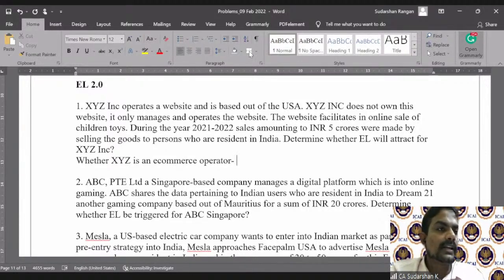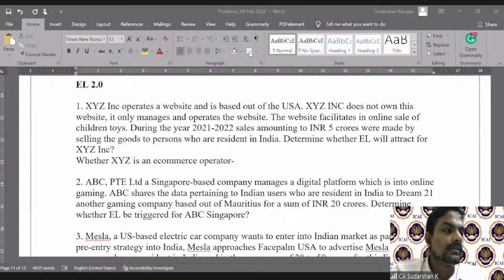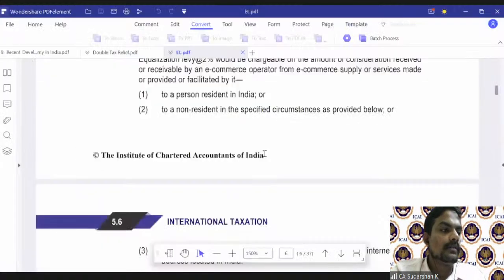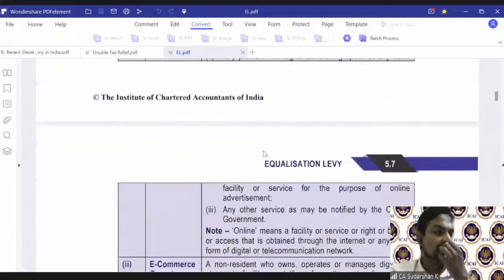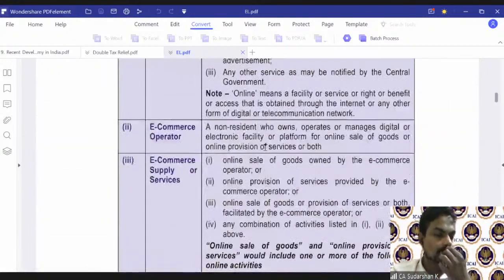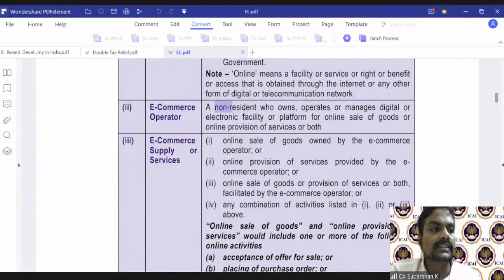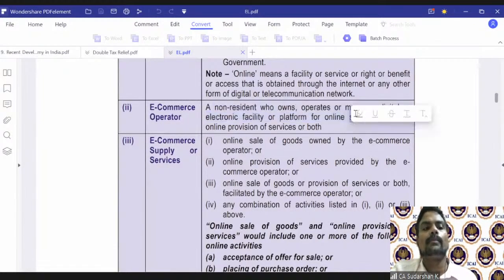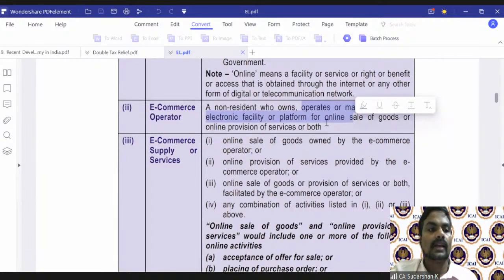So if you recollect, for being an e-commerce operator, e-commerce operator is defined under section 164. See, a non-resident who owns, operates or manages. So I need not own. Even if I operate or manage, it is enough. And who operates, manages a digital or electronic facility or platform.